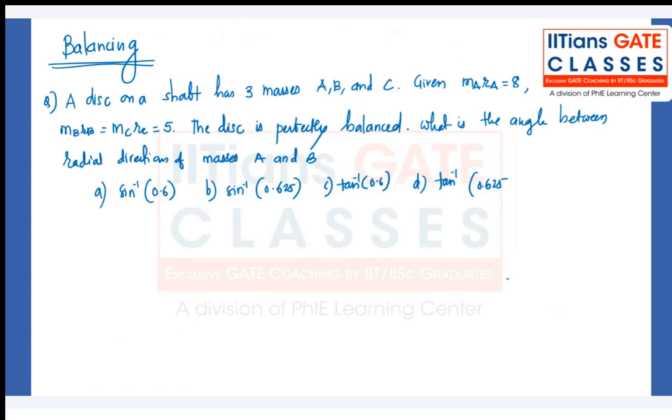A disc on a shaft has three masses A, B, C. I'm just drawing it randomly. It may be wrong, but these are theta B and theta C, and this is your MA RA, MB RB, and MC RC. Of course this is not balanced, but this is a very generic figure I'm drawing. Given MA RA is equal to 8, MB RB equal to MC RC is equal to 5. The disc is perfectly balanced. What is the angle between the radial directions of A and B?